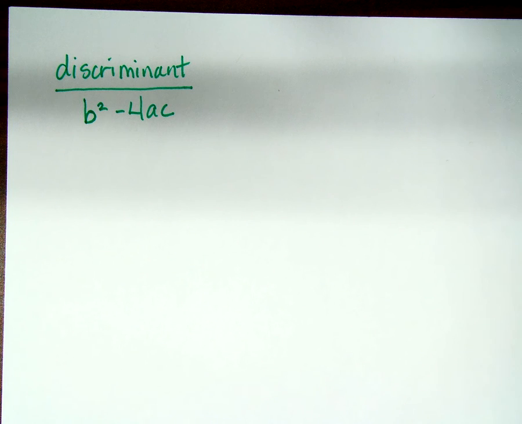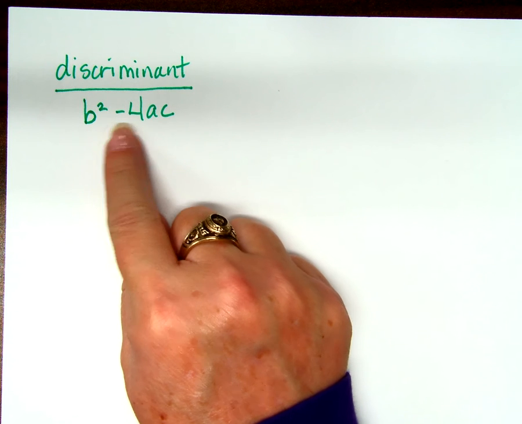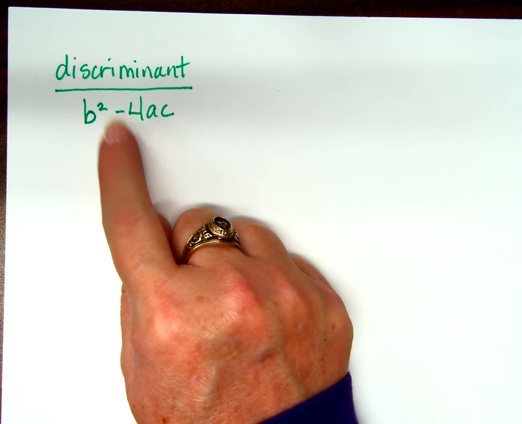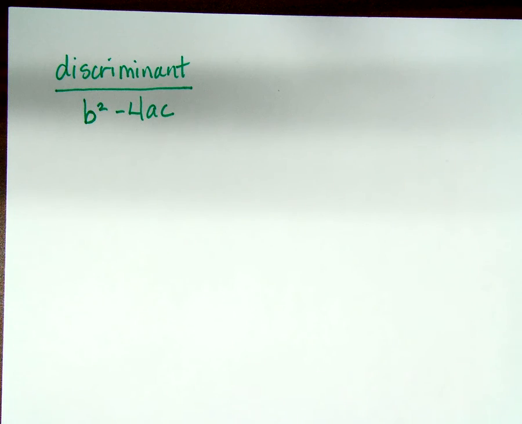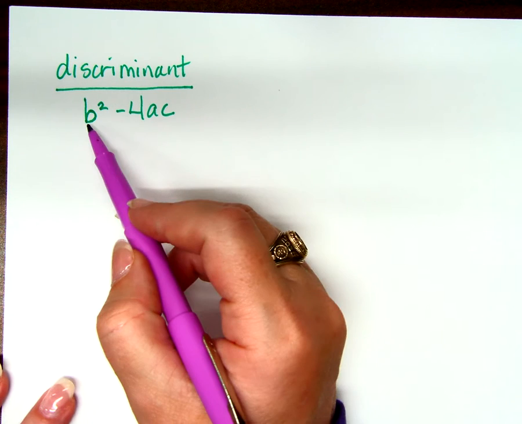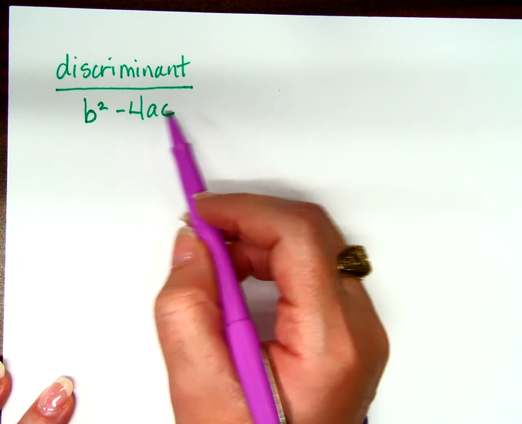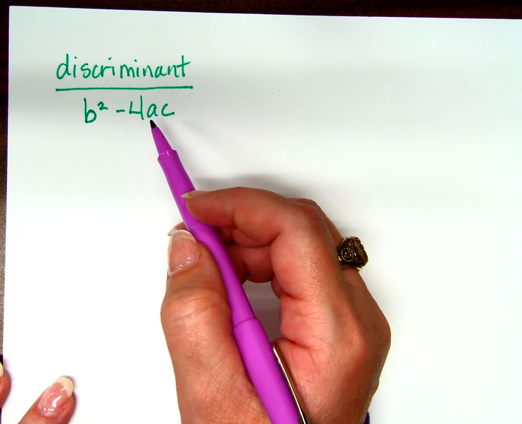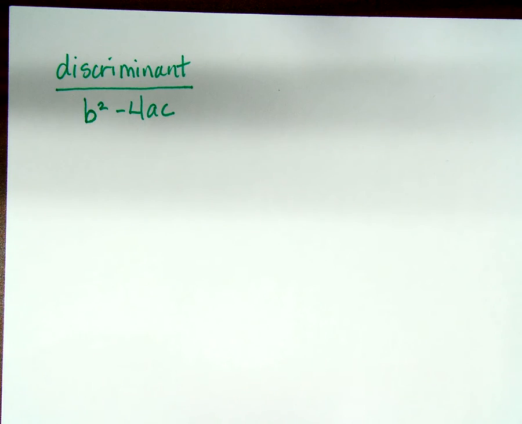Oh, it's part of the quadratic formula. It's inside, right? It's inside the square root. Now, is the square root part of the discriminant? No, only what's underneath the square root is the discriminant. Okay? So, I don't have to show you how to fill this in. You already know how to do this, right? Okay? So, we need to talk about what this can help us know.